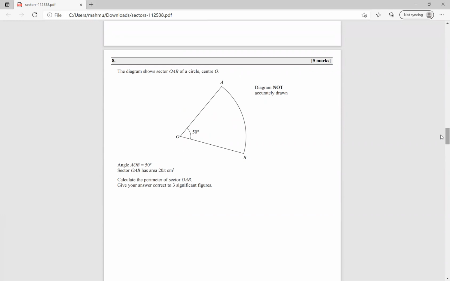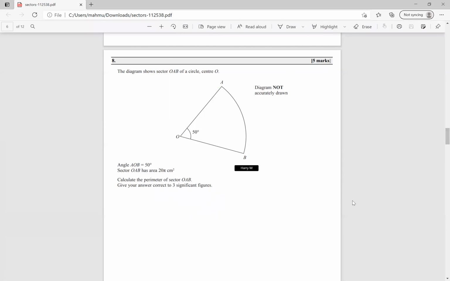So the angle AOB is 50. The area is 20 square centimeters. Now calculate the perimeter of the sector. So you have to work out the arc and the other two. So the area is 20 pi. The whole thing adds up to 25. So there are two different calculations you have to do first.